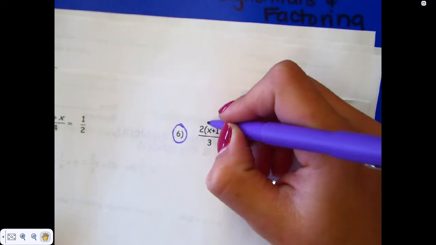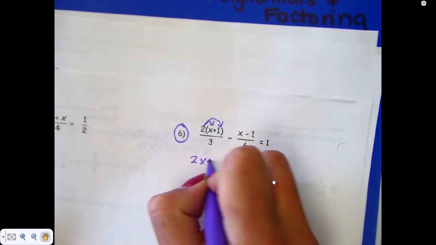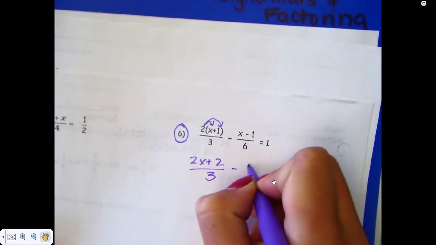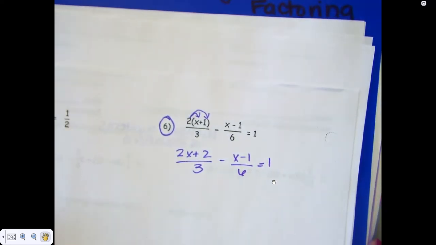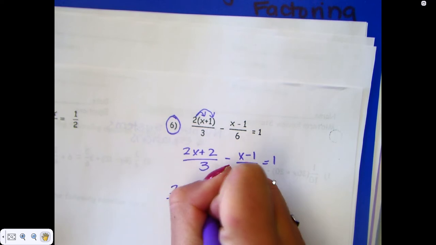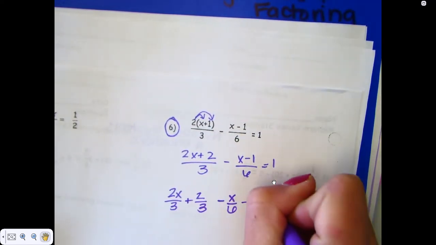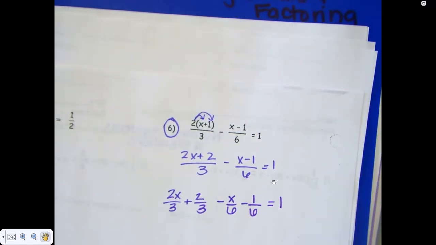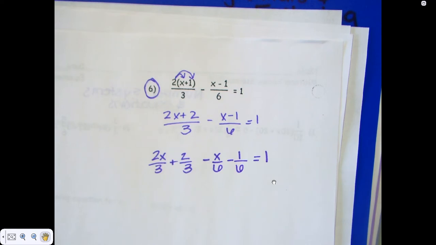So the first thing you're going to want to do is distribute this 2 out to get 2x plus 2 over 3. And then I can keep this one as is for now. Then you're going to want to split it up into some fractions. So I have 2x over 3 plus 2 over 3 minus x over 6 minus 1 over 6 equals 1. Now, because these things don't divide out nicely, you're going to have to look for a common denominator. This one is tricky. You can't really use decimals with it.